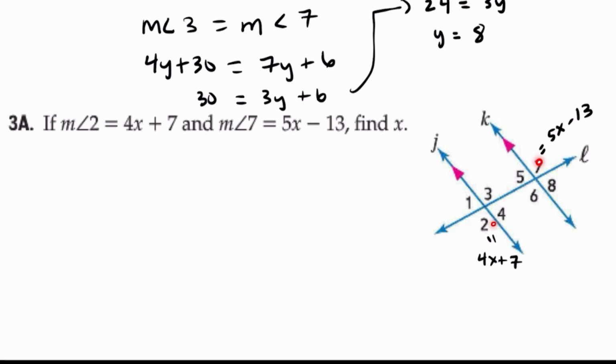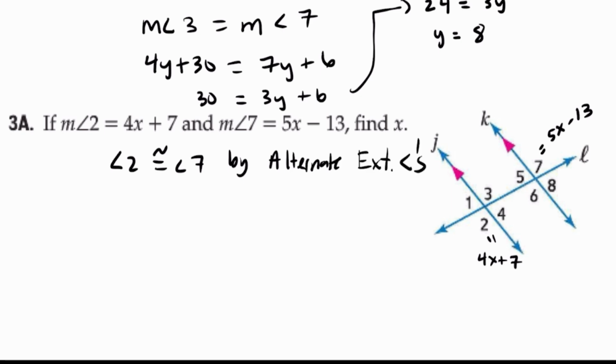So look at these two angles. We have angle 7 and angle 2. These two angles are outside of the parallel lines, so they are exterior angles. And these two angles are on the opposite sides of the transversal, so they are alternate. So I can say that angle 2 is congruent to angle 7 by the alternate exterior angles theorem. And in the language of algebra, I'll say measure angle 2 is equal to measure angle 7. This is in the language of geometry. This is in the language of algebra.